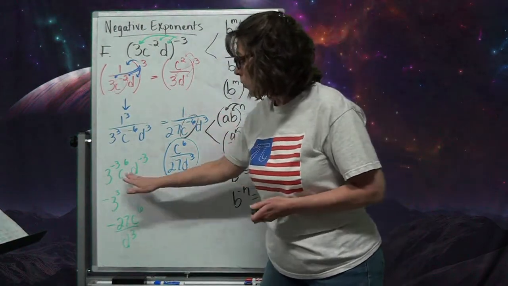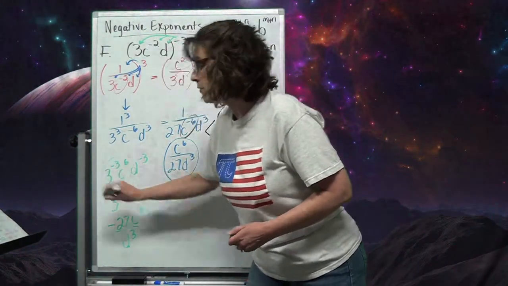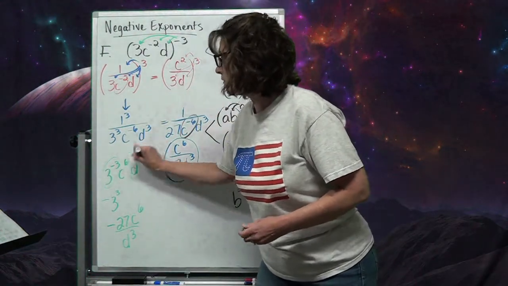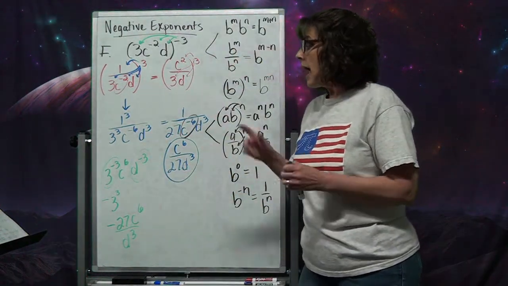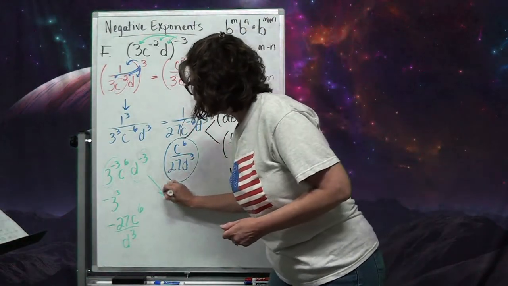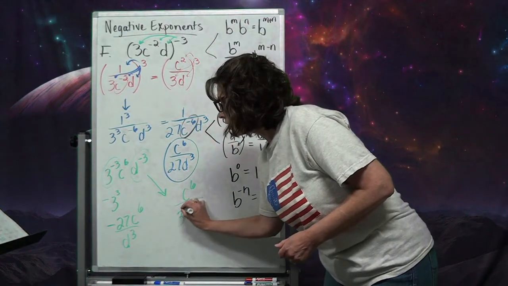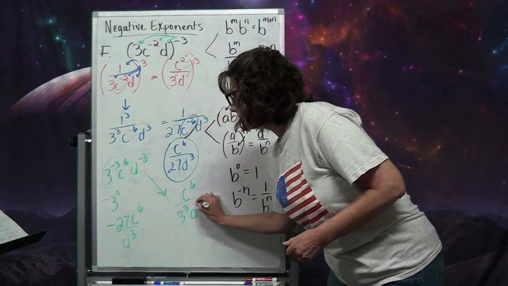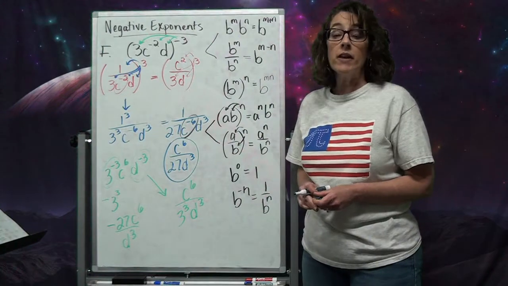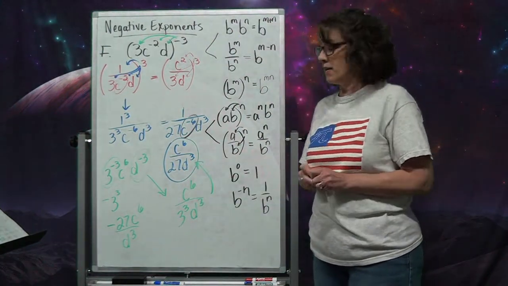So therefore, once you hit here, this part will get flipped or shoved where it isn't. This part will get flipped or shoved where it isn't. And when that happens, you will land on a c to the 6th in the numerator, 3 to the third in the denominator, d to the third in the denominator, and like I said before, 3 to the third is going to give me that 27 that I wanted right in there.